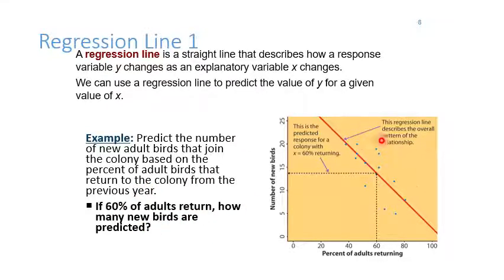So we have the scatter plot and this is the regression line. When we have to get the 60% adult return, how many new birds are predicted? Here we can see 60, and in that regression line the value would be less than 15. It is almost like 14 or something. So we understand that this is the value.